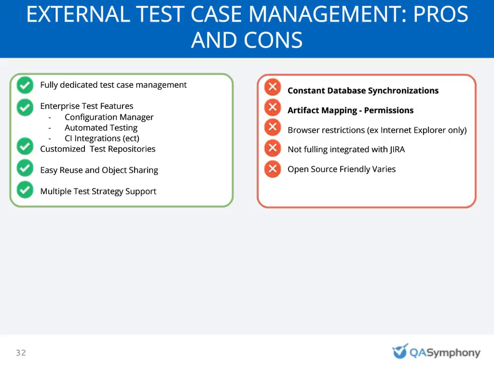The other thing you're having to do is artifact mapping for permissions. You may have browser restrictions. For example, I know HP has Internet Explorer only, and it may not be fully integrated with JIRA. I wish we had a poll for this, but out of all the people using HP or some of these other tools, maybe Borland or QAComplete, I'd like to know if there's a real integration going on there, or is it a manual integration.